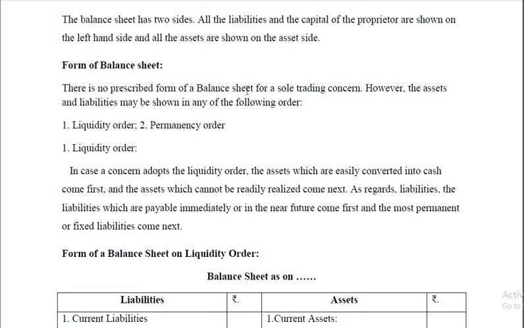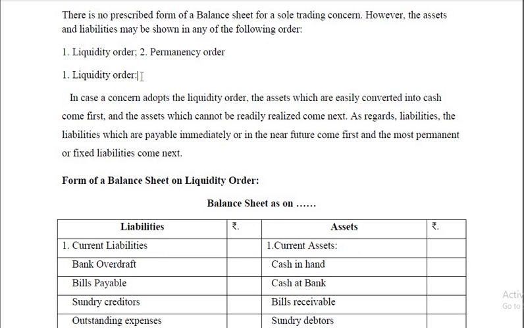Okay, what is the form of balance sheet? There is no prescribed form of balance sheet for a sole trading concern. However, assets and liabilities may be shown in any one of the following orders. We call that grouping of assets and liabilities or marshalling of assets and liabilities. One is it is arranged in the liquidity order. The other one is in the order of permanency.